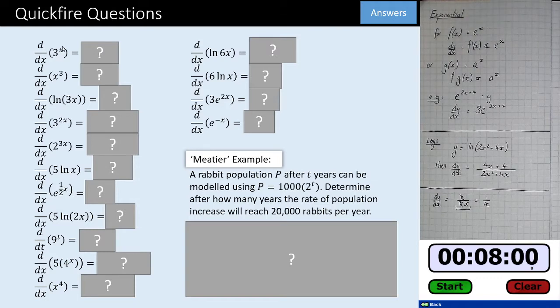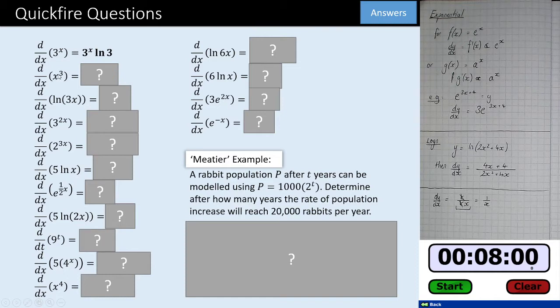3 to the power of x. It's not e to the power of x, it's a number to the power of x. So this is where we should have 3 to the power of x times ln of the base. So we should have ln 3, 3 to the power of x.